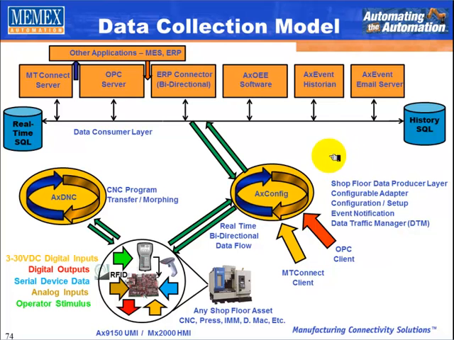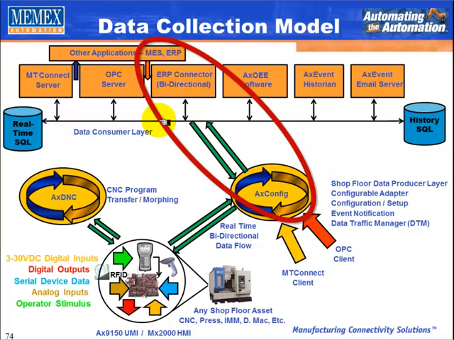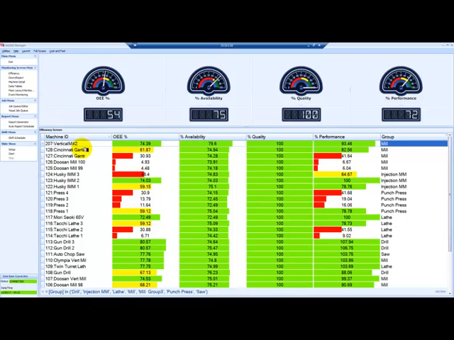In the data collection model, we see here AXConfig is the main tool that drives it. ERP connector is the link to the MES ERP system, and you can then collect in and then send it right down to the machine. And it's bisynchronous, going two ways, ending up at the ERP system.